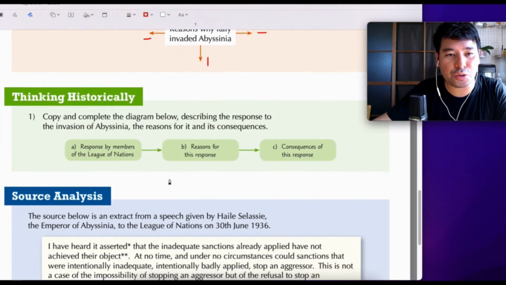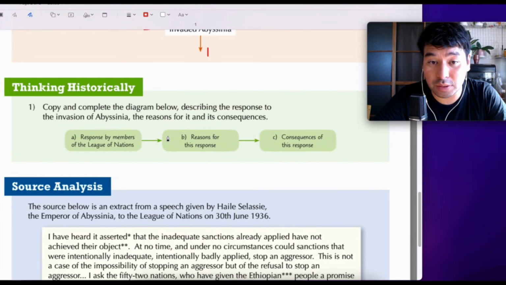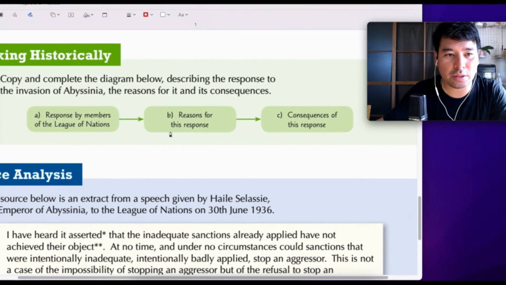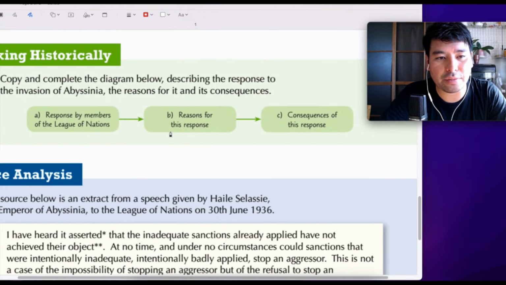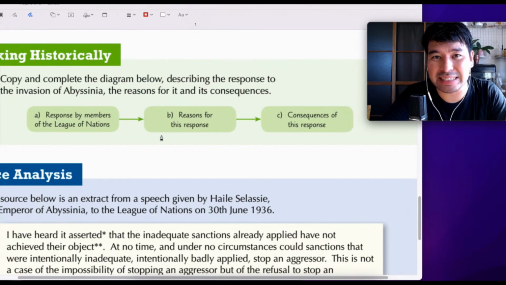Thinking historically. Let's analyze this green part here. Copy and complete the diagram below, describing the response to the invasion of Abyssinia, the reasons for each, and its consequences. For example, we have some information here down below. A, response by members of the League of Nations. So we had this invasion of Abyssinia by Italy. What was the response by members of the League of Nations? What did they do when they saw that situation happening? And letter B, reasons for this response. They did something, and what were the reasons for that?